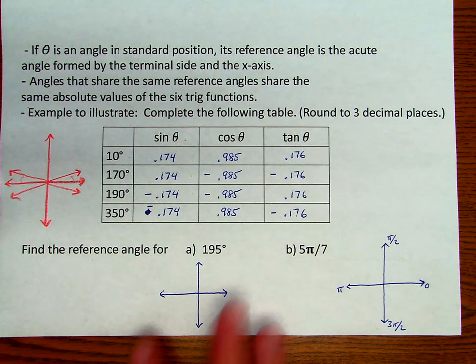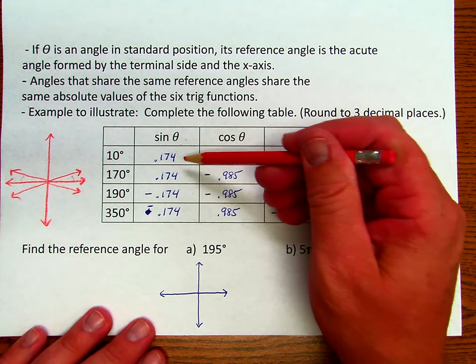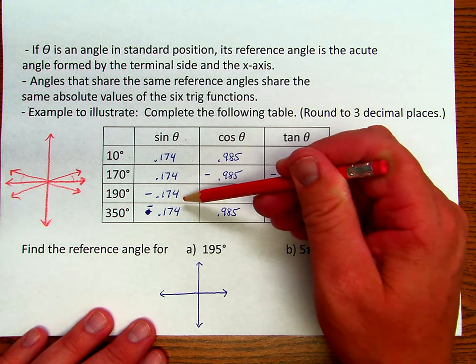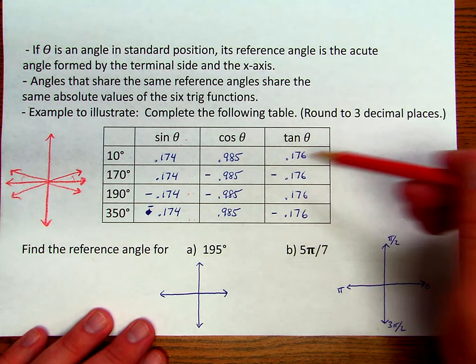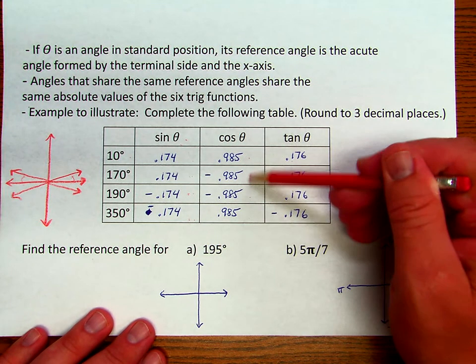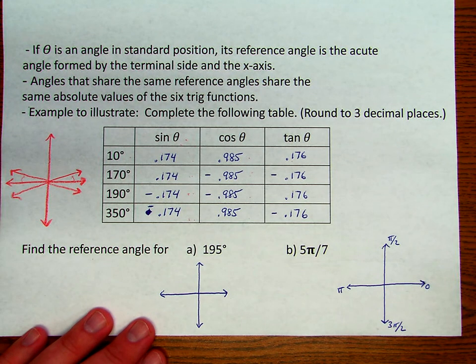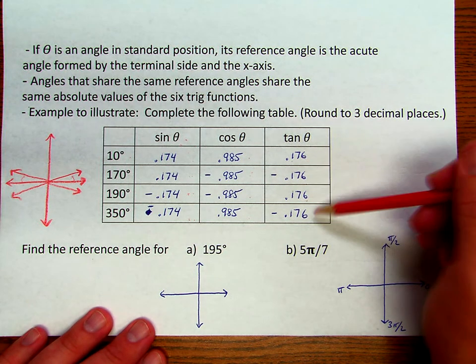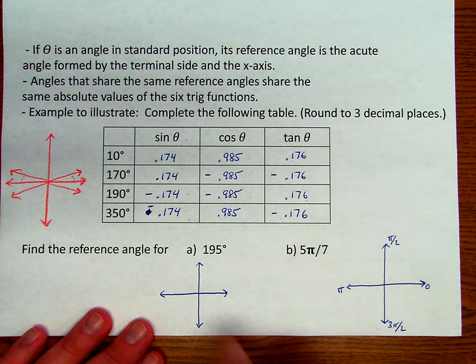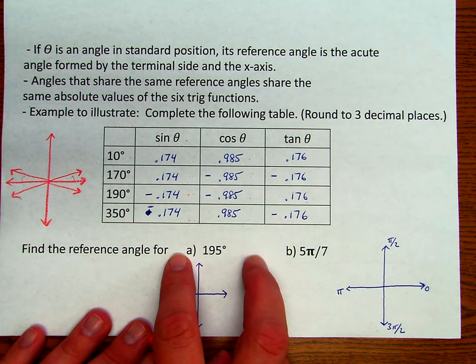Okay, sine was positive in the first and second quadrant, negative in the third and fourth. Cosine, positive in 2 and negative in 2, but the pattern is different. Tangent, positive in 2, negative in 2, but the pattern is different. And we're going to get to why that pattern is what it is, I believe, next slide.